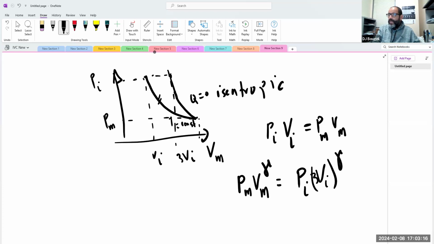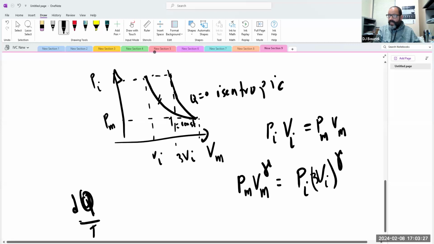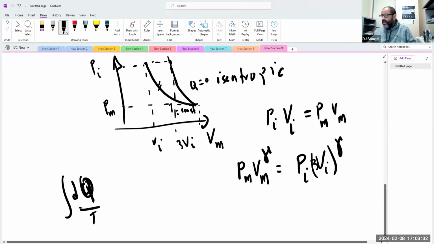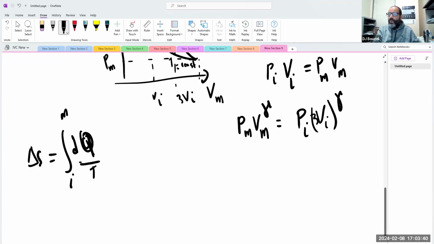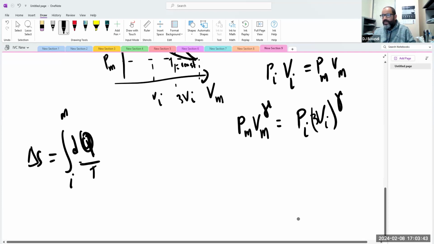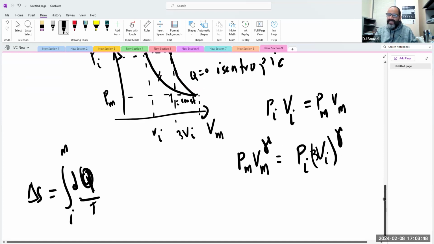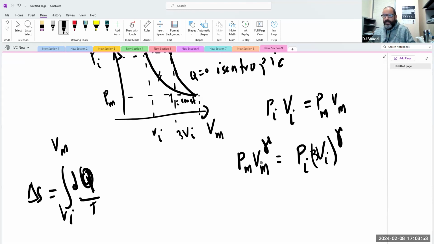So all the entropy is going to be, if we do the math correctly, the integral of dq over T from the initial state, which is I, to the final state, which is the middle, from I to M. And that's the change in entropy, end of the story, for the whole process, not just for the isothermal process. Since we don't know what that volume is, the integral is going to be from Vi to Vm. So we really need to find this middle volume.